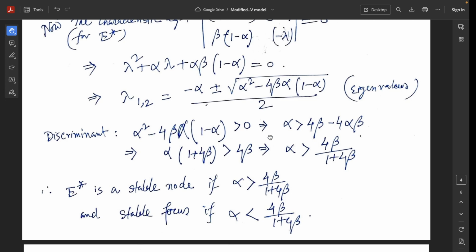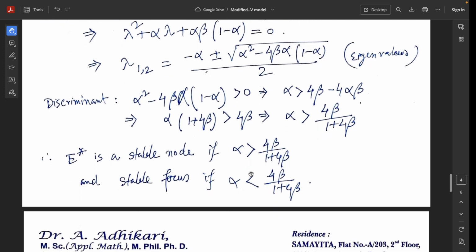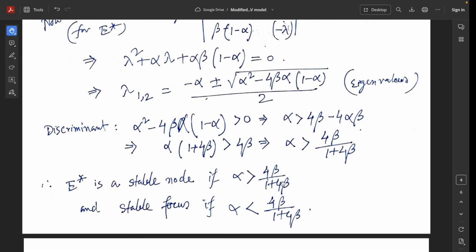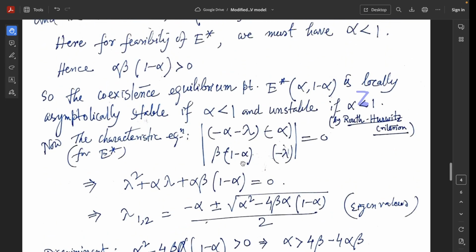When the discriminant is positive, then the value of alpha is greater than 4 beta by 1 plus 4 beta. So this is a stable node if alpha is greater than 4 beta by 1 plus 4 beta, because the discriminant is greater than 0, and a stable focus if alpha is less than 4 beta by 1 plus 4 beta. And here alpha is obviously less than 1.